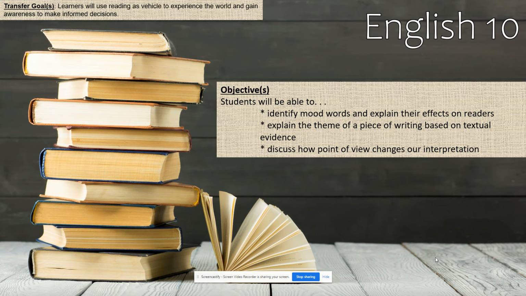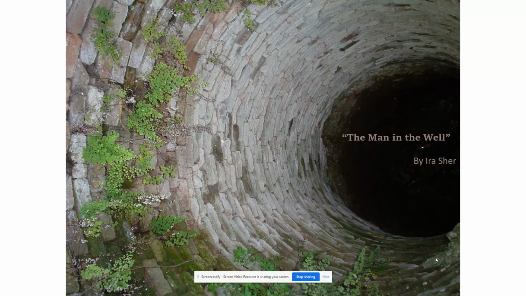This week we will be continuing our study of literary devices and short stories. We're going to read a short story called The Man in the Well. By the end of this week, you should be able to identify mood words and explain their effects on the readers. You should be able to explain the theme of a piece of writing and support that with textual evidence. And you should also be able to talk about how point of view might change our interpretation as readers. So let's get into it.